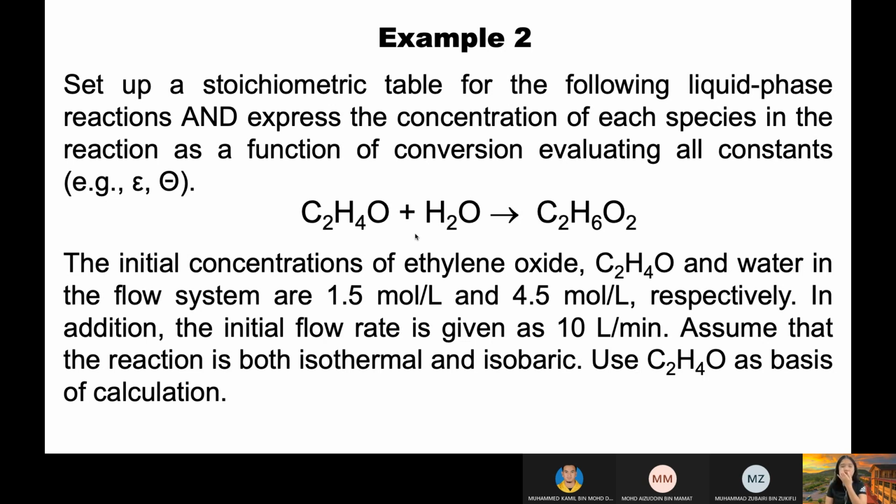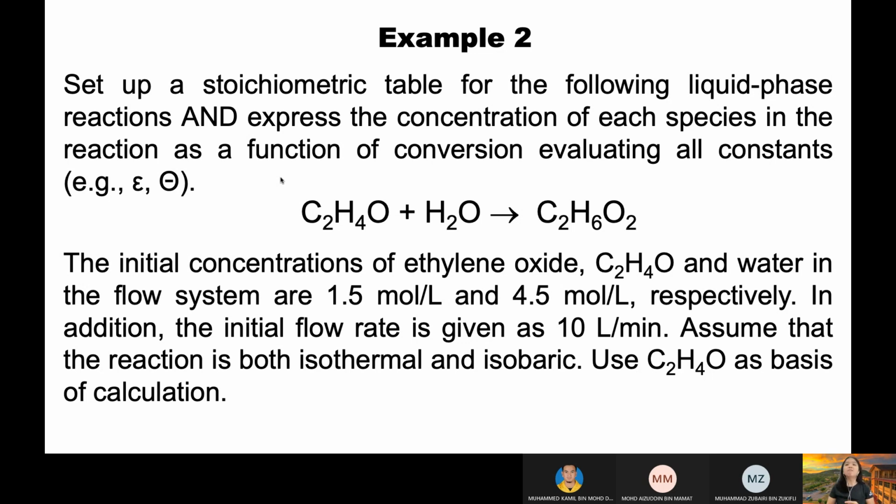Dalam contoh ni, this is ethylene oxide, water. Okay, so you get the product. Okay, so dia nak kita tahu, dia nak kita cari the concentration of A, B and C. So I terus guna A, B and C lah. Although it's actually ethylene oxide, water. Okay, so dia nak kita buat table. Daripada table tu, we need to find out the concentration of all three compound in the reaction.